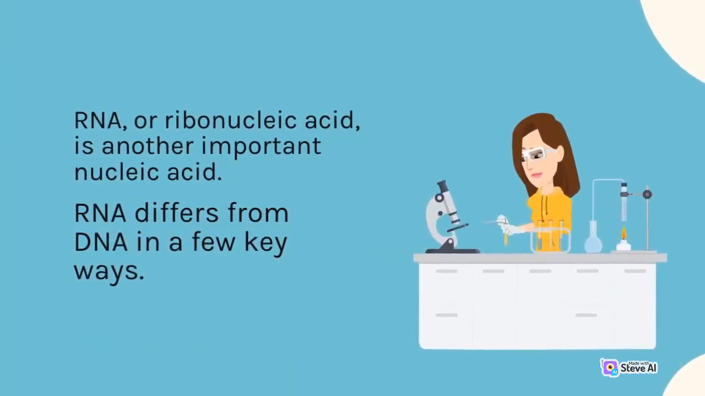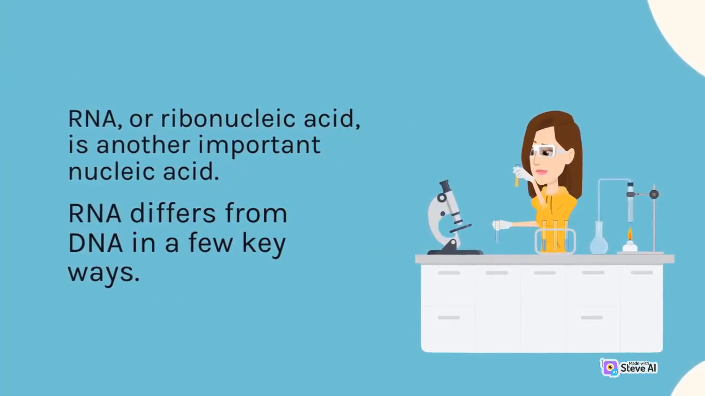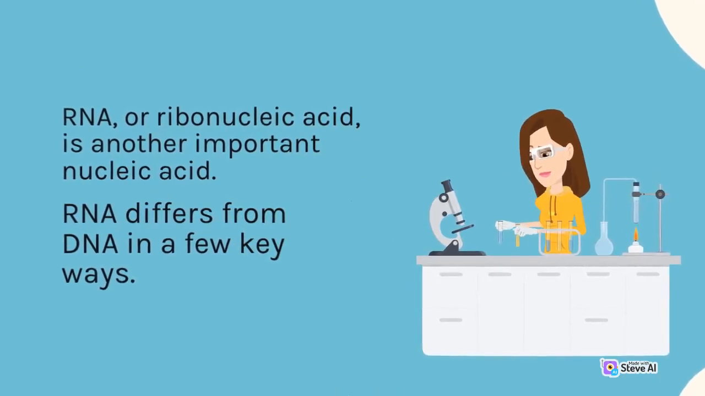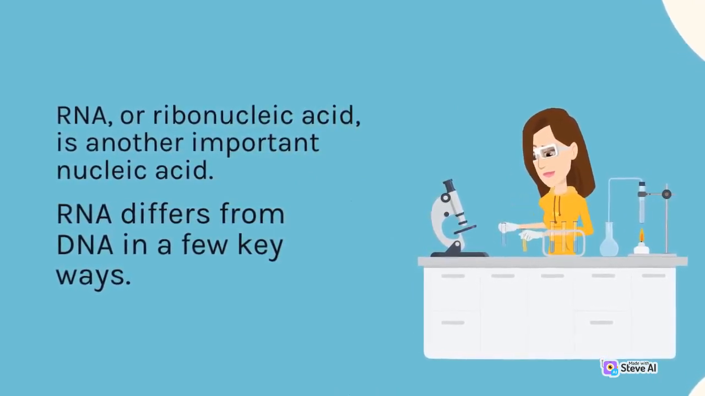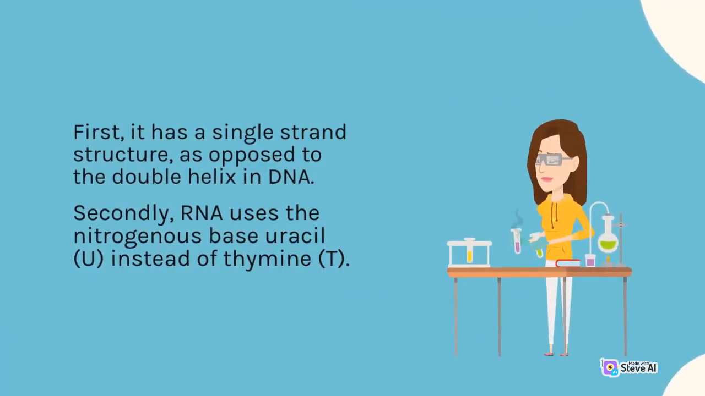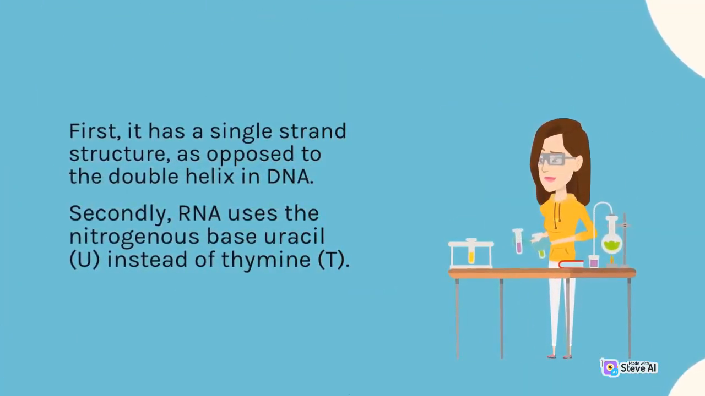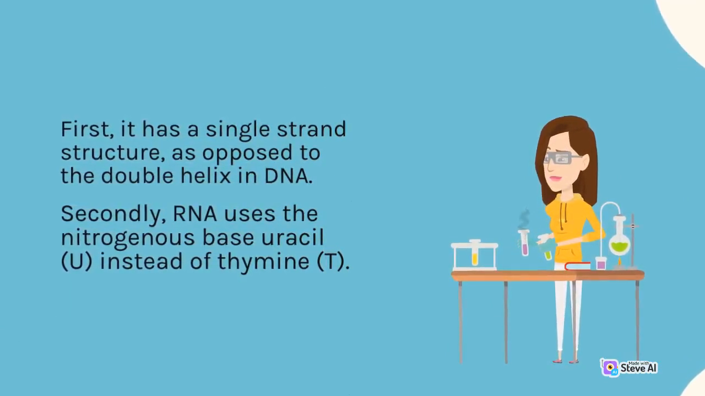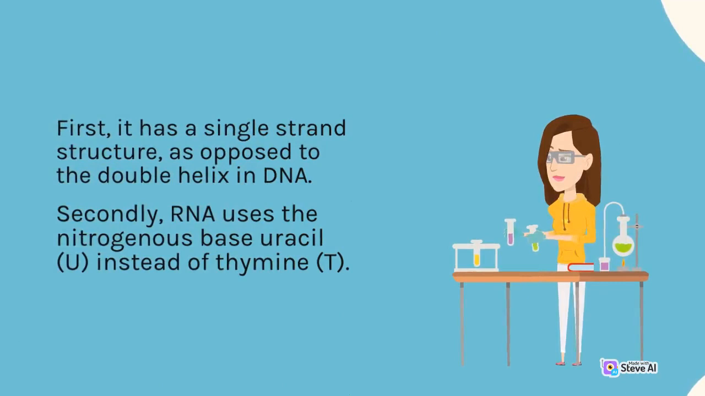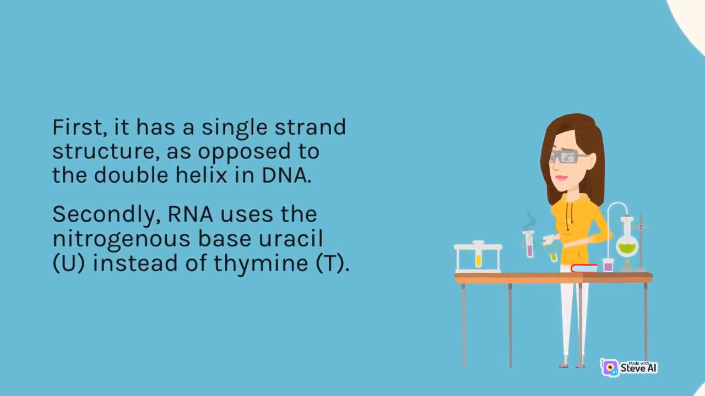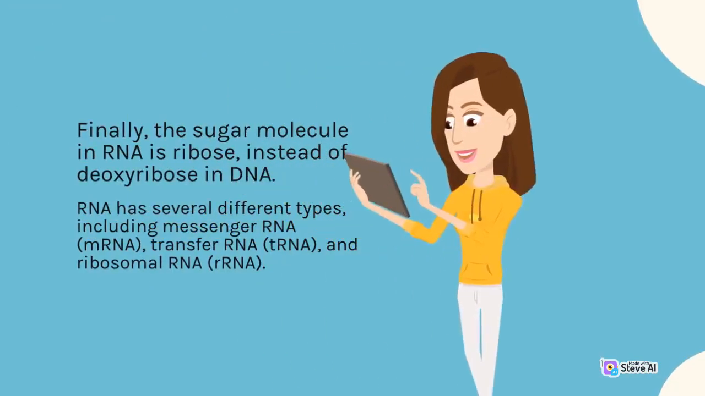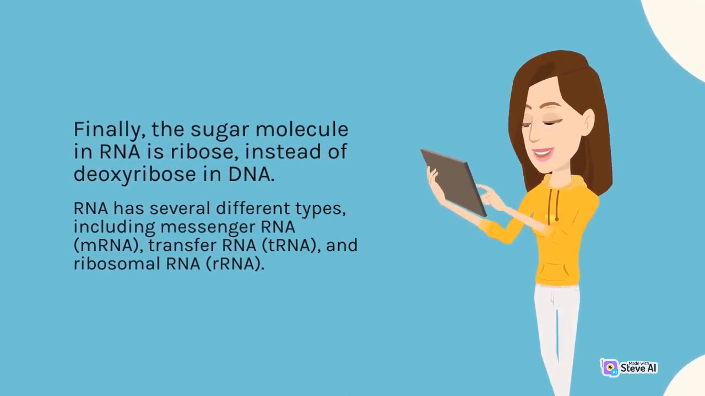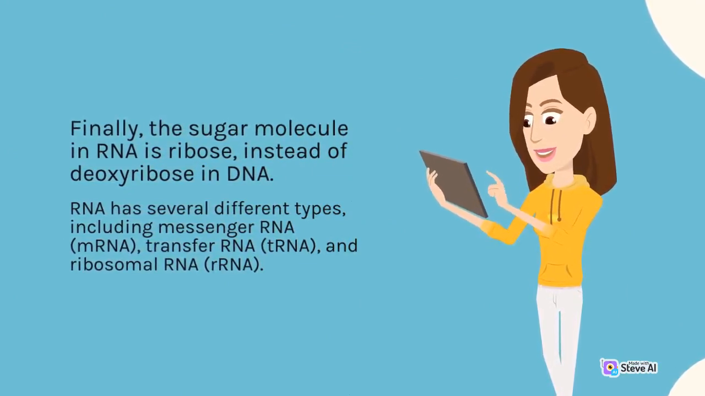RNA, or ribonucleic acid, is another important nucleic acid. RNA differs from DNA in a few key ways. First, it has a single strand structure, as opposed to the double helix in DNA. Secondly, RNA uses the nitrogenous base uracil (U) instead of thymine (T). Finally, the sugar molecule in RNA is ribose, instead of deoxyribose in DNA.